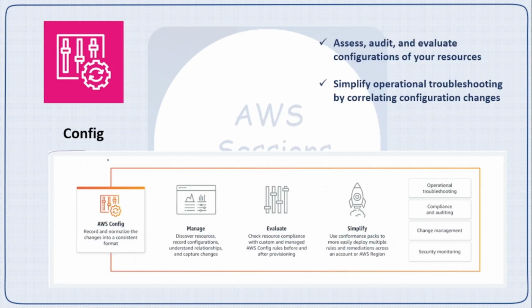Config is mainly for managing the configuration of your resources if there is any change to a resource, and it helps in auditing and evaluating the configuration of resources. You can create configuration rules, and if any resource is not following that rule, then that can show up as a compliance issue. So you can see how many resources are compliant.